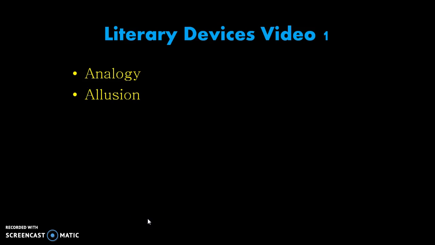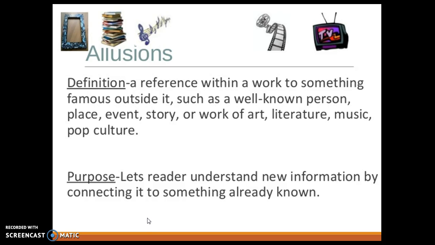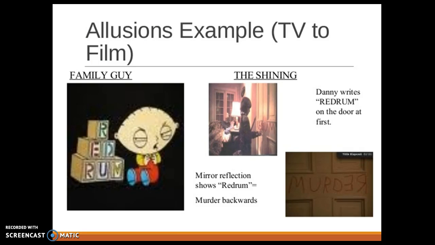Now let's move on to our next literary device, which is an allusion. So an allusion is a reference to a famous person, place, thing, work of art, literature, music, something in pop culture. And its purpose is to let readers understand new information by connecting it to something they already know. So for example, Family Guy uses a ton of allusions.